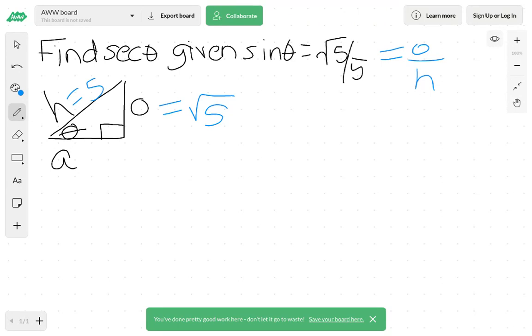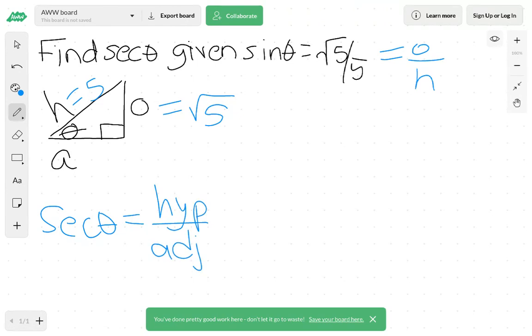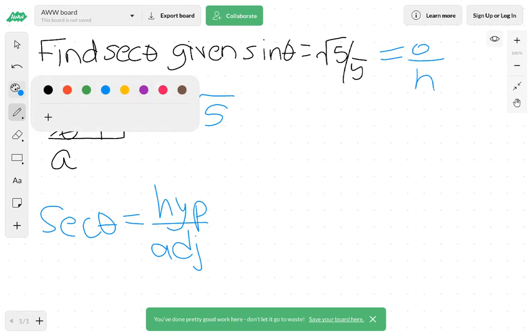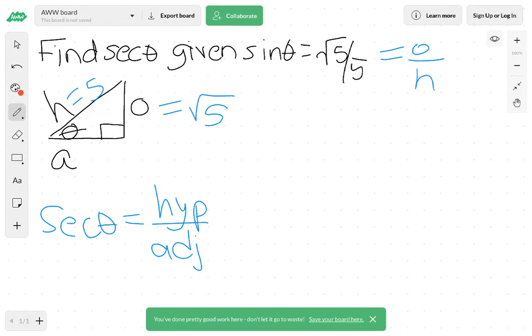Now, if I want to find secant, secant is the reciprocal of cosine. Cosine is adjacent over hypotenuse, so secant is hypotenuse over adjacent, meaning I still need that adjacent side that I don't have for my triangle. But I do know that if I have two sides of a right triangle, I can always find the third one using the Pythagorean theorem. So I'm going to set that up.